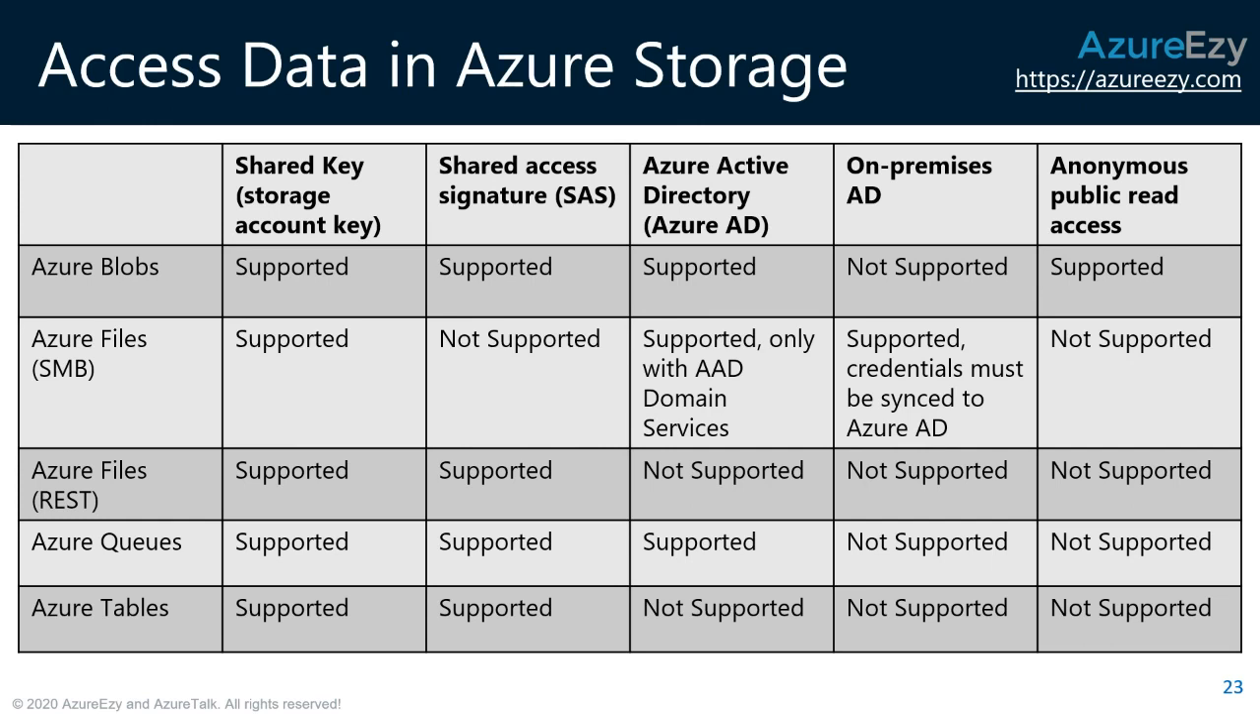Here, if you see this particular table, we have some options. The first row says shared key or storage account key. Then I have mentioned shared access signature, then Azure Active Directory, on-premises ID, anonymous public access. These are the different options that we can use to authorize someone for our Azure storage services.